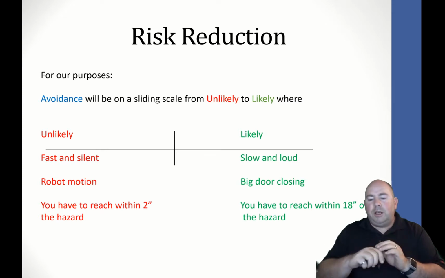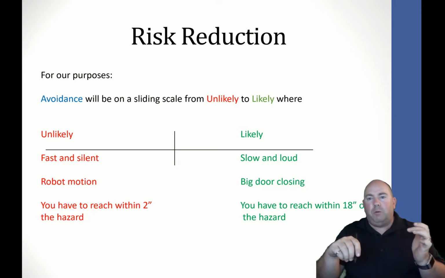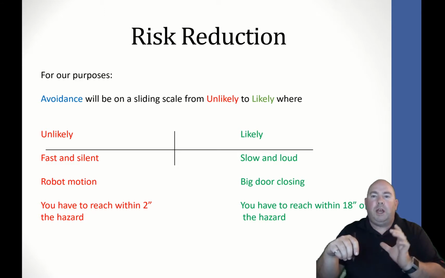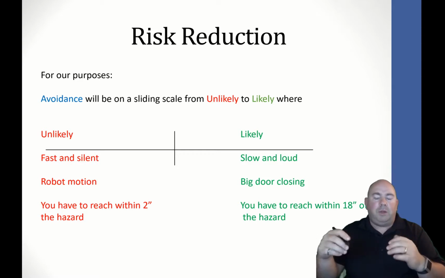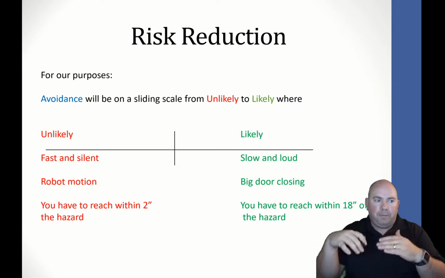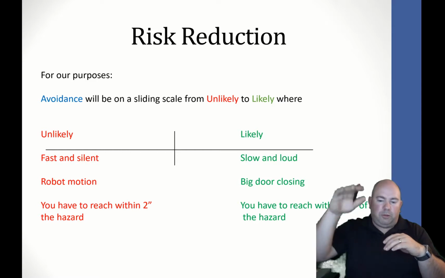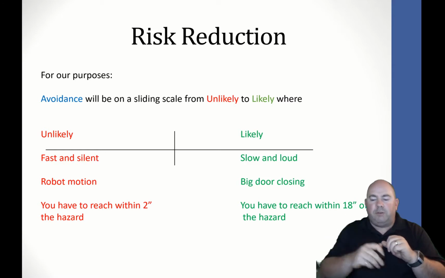Unlikely versus likely. If something moves really fast and is very quiet, for example, a robot will move very quickly and you don't hear it. If you're in the way of a robot, it is very likely to hit you. It is very unlikely that you're capable of avoiding that. If something moves very slowly and it's very loud, for example, a big door that opens and closes and moves slowly and you can definitely hear it moving, you have a good chance of avoiding that. We would call that likely chance of avoiding.